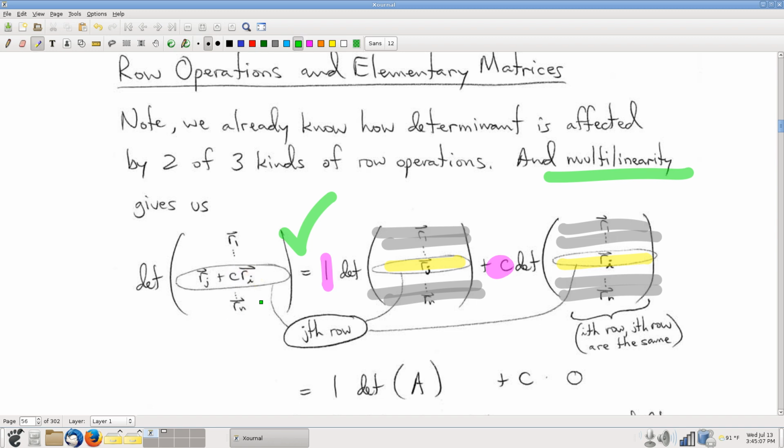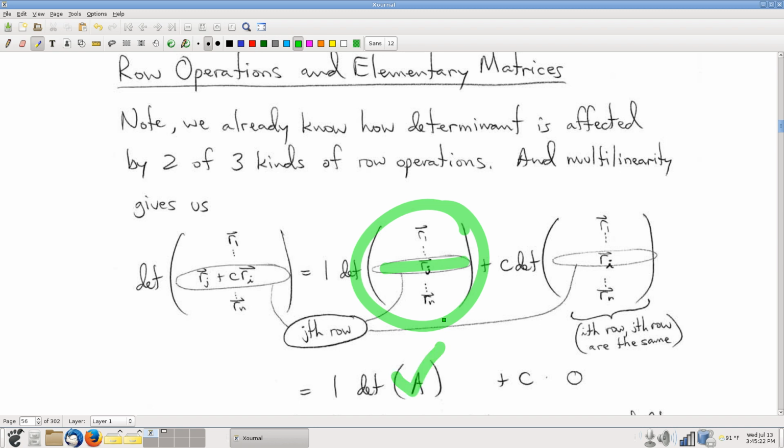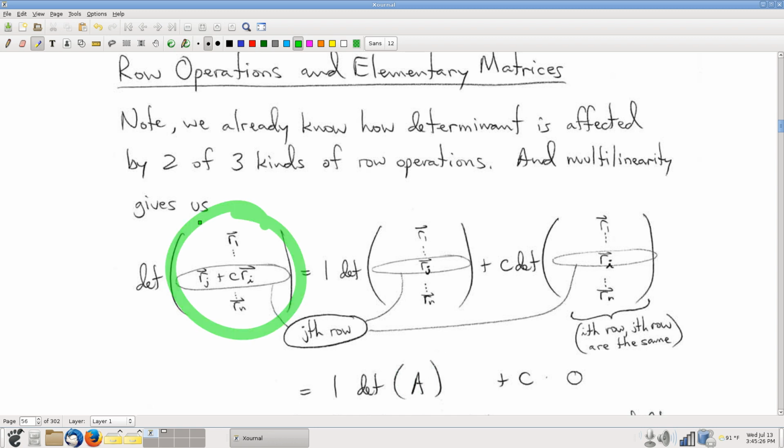Now, what are these 3 determinants, and how are they relevant to me? Well, you'll notice that this is the original matrix. This is the matrix where I have rj in the jth position, the jth row in the jth position. So that's my original matrix A. This is, of course, by design, the result of doing the row operation in question to that matrix A.